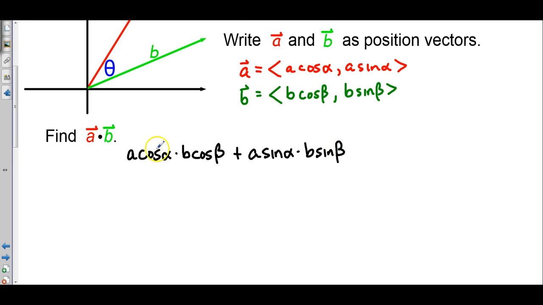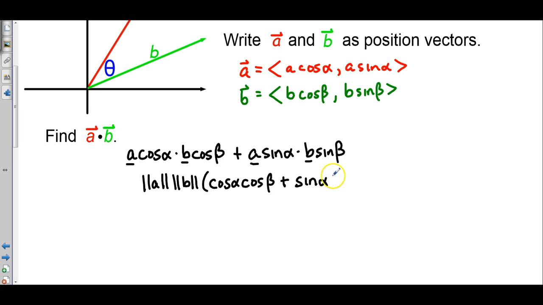Next step here is we've got an A and a B common between both of these terms. And remember, that's really just the magnitude of A and the magnitude of B. So we can pull that out in front, and we're going to multiply that by whatever's left over. So what's left over is the cosine of alpha times the cosine of beta plus the sine of alpha times the sine of beta.